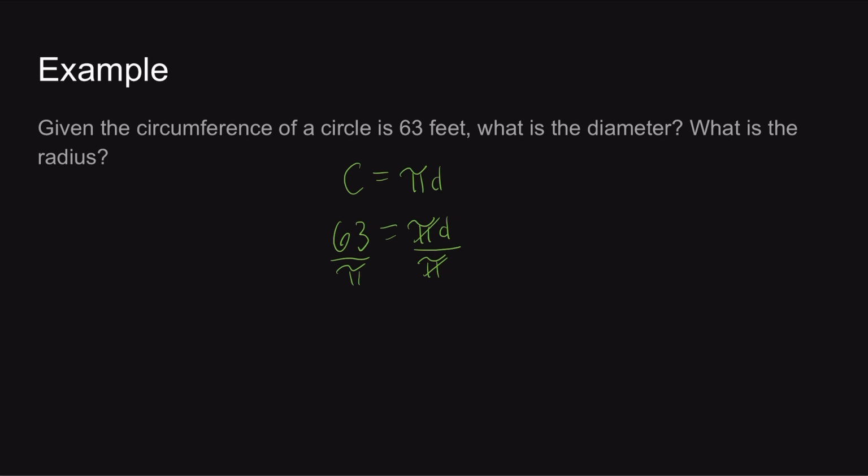So 63 divided by pi. So we can put that in our calculator. 63 divided by 3.14 gives us 20.1 if we round it for our diameter. Now, it also said what is the radius, right? So if we know the diameter is 20.1, then the radius is going to be half of that. So it would be 10.05, which would also just be 10.1.